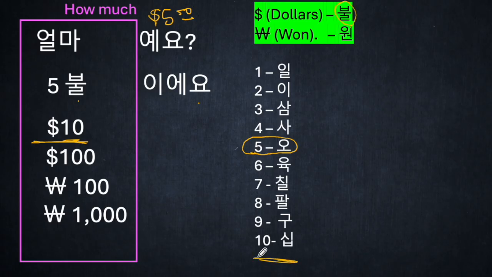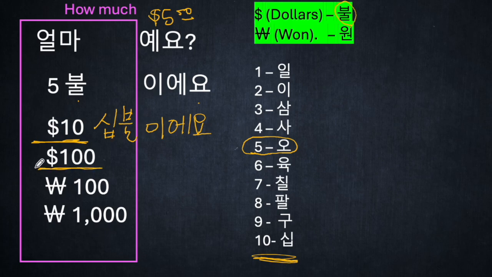10 is 10, right? Dollar is 불. So 10불이에요. And since 불 and won both have the final consonant, you're not going to say 예요. You're going to say 이에요. 10불이에요. What about $100? Okay, well, let's look at it.